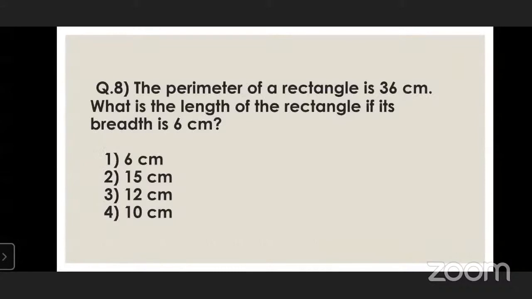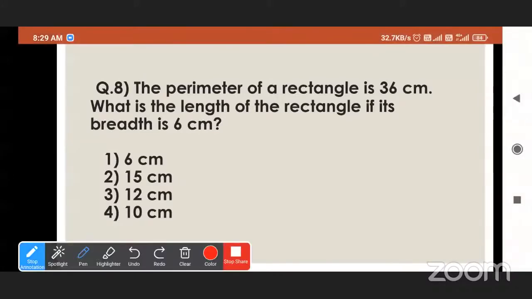Now read question number 8. The perimeter of a rectangle is 36 centimeter. What is the length of the rectangle if its breadth is 6? Okay, the perimeter of the rectangle is given, that is 36 centimeter. So here P is equal to 36 centimeter.